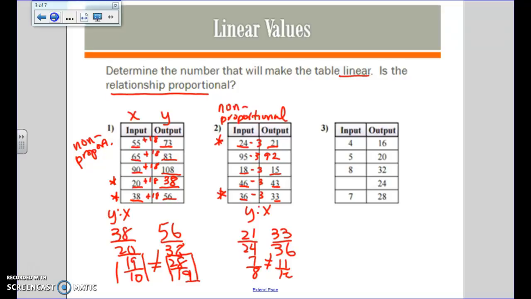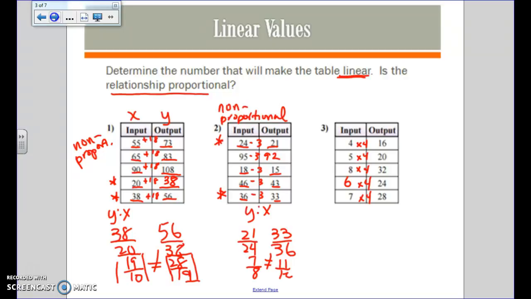Let's take a look at this next one here. And I'm mapping 4 to 16, 5 to 20, 8 to 32, something to 24, 7 to 28. And the pattern I notice is that they're being multiplied by 4 each time. Each input is being multiplied by 4. So something times 4 equals 24, or I could think of it backwards and say 16 divided by 4 is 4, 20 divided by 4 is 5, 32 divided by 4 is 8, 24 divided by 4 would be 6. And so now I have a linear relationship, just filling in the pattern.